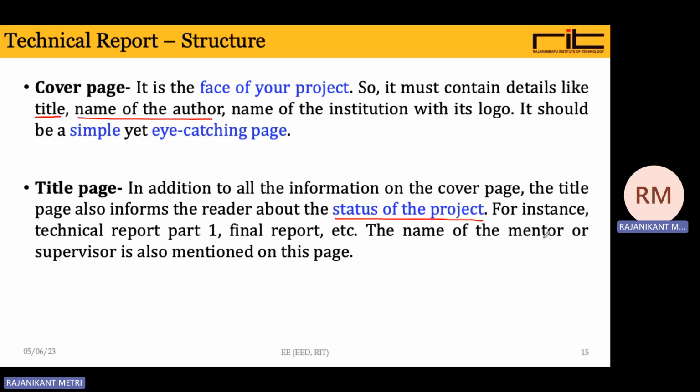The name of the mentor or supervisor is also mentioned on this page. Most of the time we see this on projects, project reports or dissertations. This title page includes the title, name of author, name of mentor, name of institution, then the status of the project and the academic year. These things are included, so your report should start with these pages.